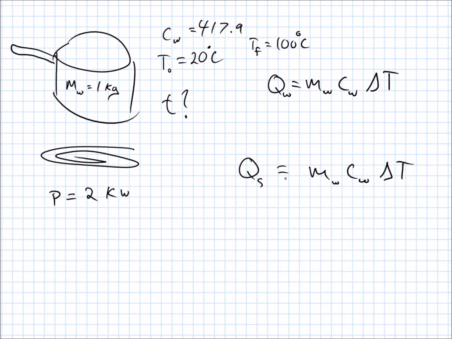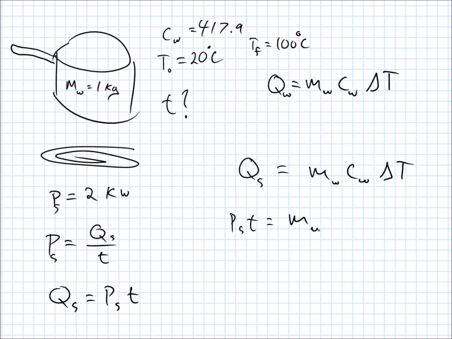But we don't know the heat from the stove. We don't know the heat energy. We do know the power of the stove. And remember that power is the transference of energy over time, and Q, that's just energy. So we can say that the power of the stove is equal to the energy of the stove over the time. Or if we rearrange this, the heat energy of the stove is equal to its power output times how long it's on for. So I could write that here. Okay, and solve.